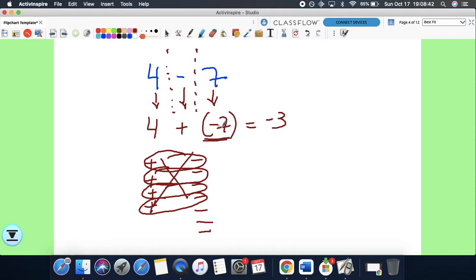Or another way of doing this, you know that the absolute value of negative 7 is greater, so we're going to take the negative. And then 7 minus 4 is just 3.